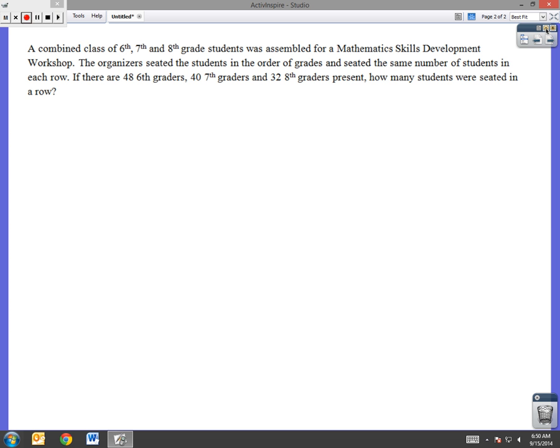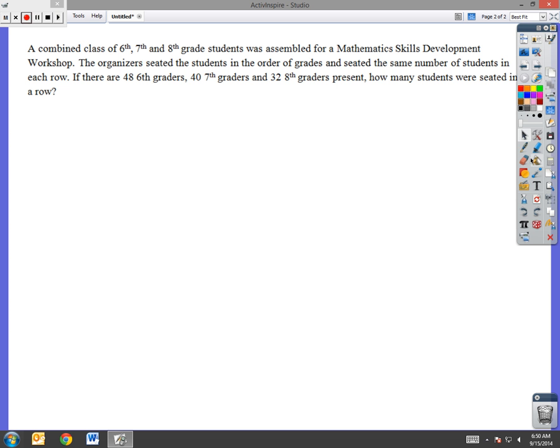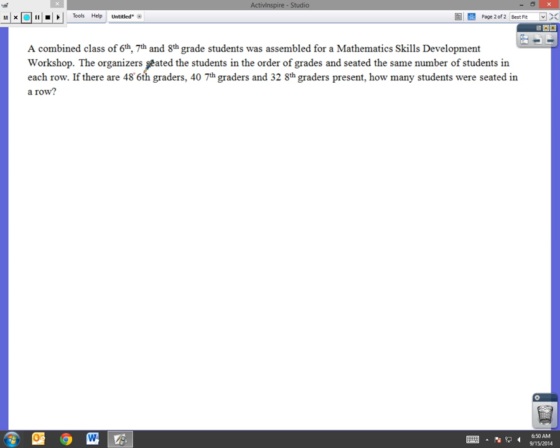If there are 48 6th graders, 40 7th graders, and 32 8th graders present, how many students were seated in a row? Let's go back and take a look here at what we have. A combined class of 6th, 7th, and 8th graders. The organizers seated the students in the order of grades, meaning I sat 6th graders first, then 7th graders, then 8th graders, and seated the same number of students in each row. If there are 48 6th graders, 40 7th graders, and 32 8th graders, how many students were seated in each row?